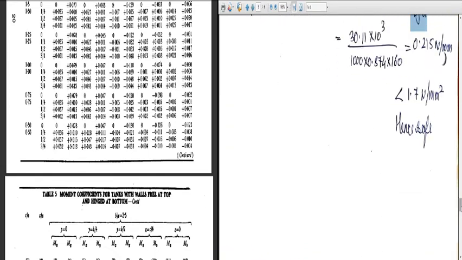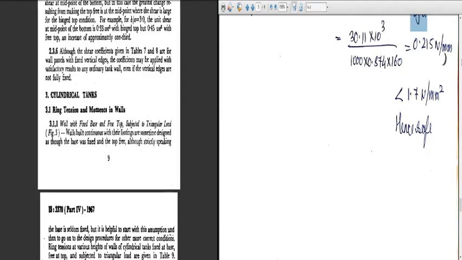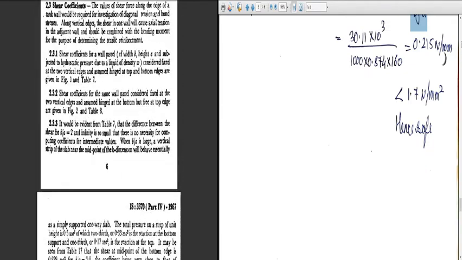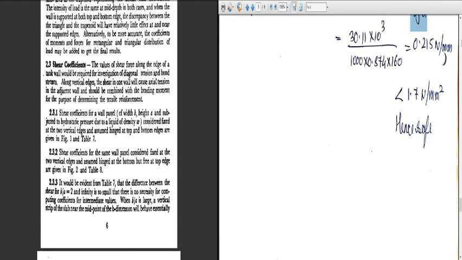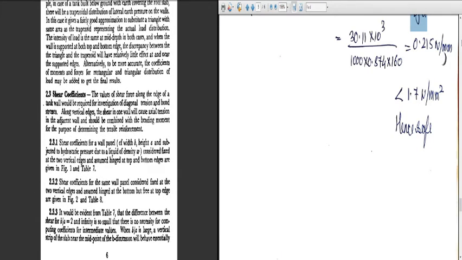So we will see the reinforcement in the previous class. Meanwhile, we'll see what is given on page number 6 here. So the shear coefficient, the values of shear force along the edge of a tank wall would be required for investigation of diagonal tension and bond stresses. Along vertical edges, the shear in one wall will cause axial tension in the adjacent wall and should be combined with bending moment for the purpose of determining the tensile reinforcement.